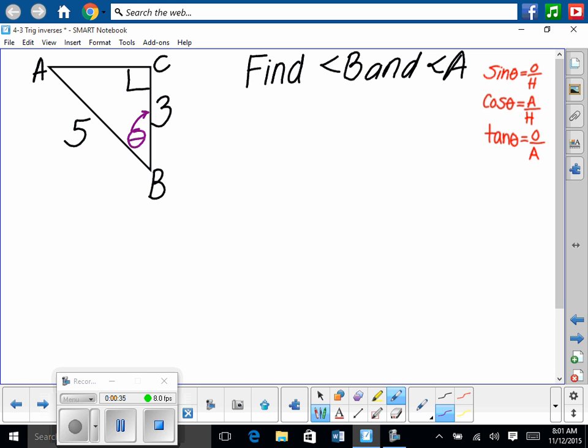Now some of you that are struggling significantly with this stuff need to get in the habit, before you start doing this, of writing in by the 3 that that's the adjacent side, right? And this is the opposite side, right? And this is the hypotenuse. So if you need to write those in for yourself, it wouldn't hurt.